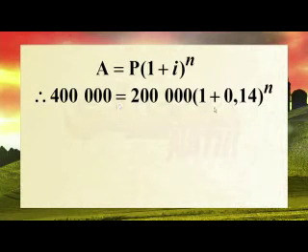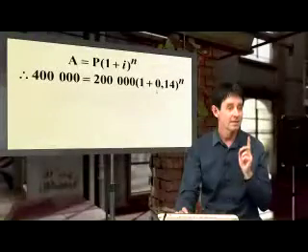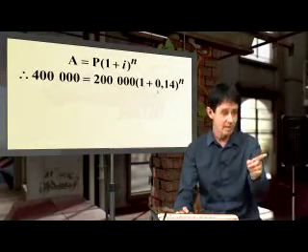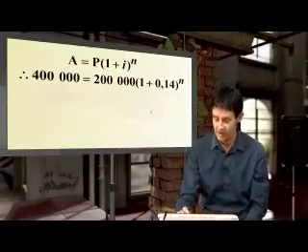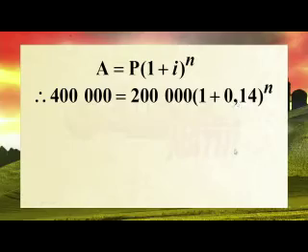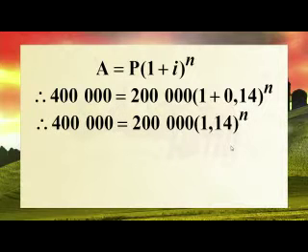Okay. The interest rate is 14%, but as someone pointed out, you must divide by 100. So it's 0.14. All right, now we've got this. Now these two you can add together, so no problem. So if we add that, 1.14 to the exponent n equals 400. So now what do we do?